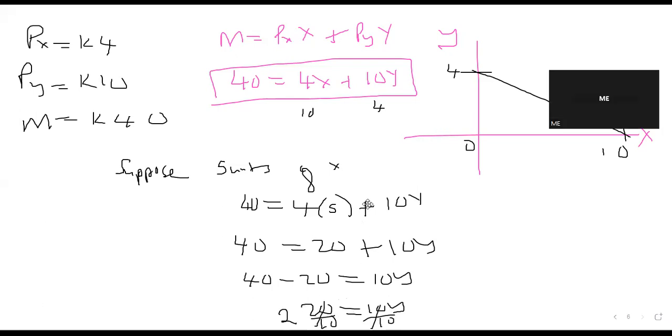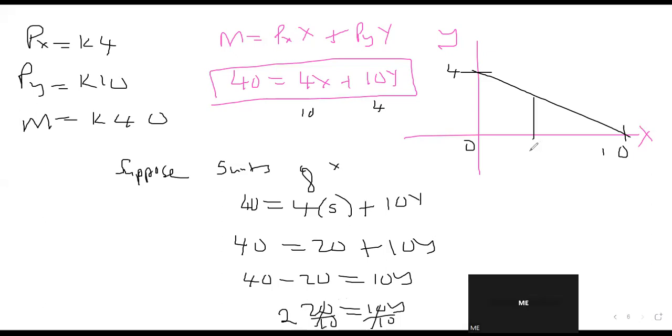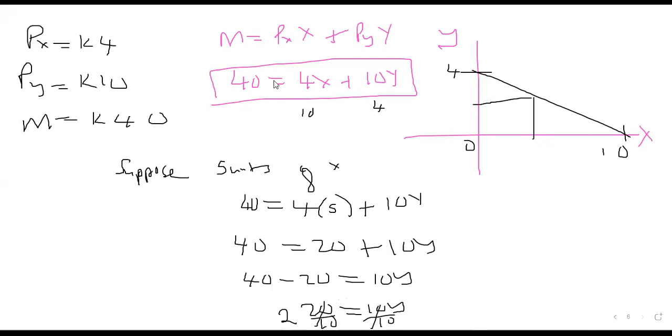So what does that mean? It means that whereas we're going to consume 5 units of X, how many units of Y are we going to consume? We're going to consume 2 units of Y. So this is what really happens in this scenario.